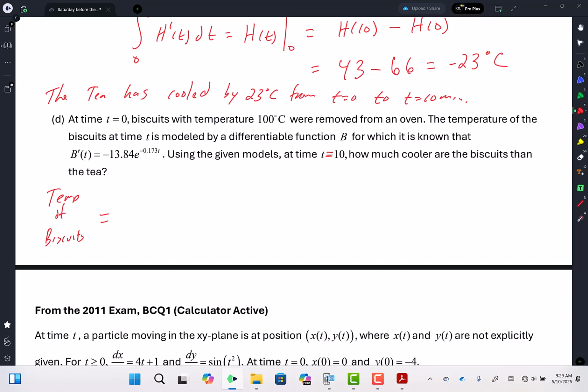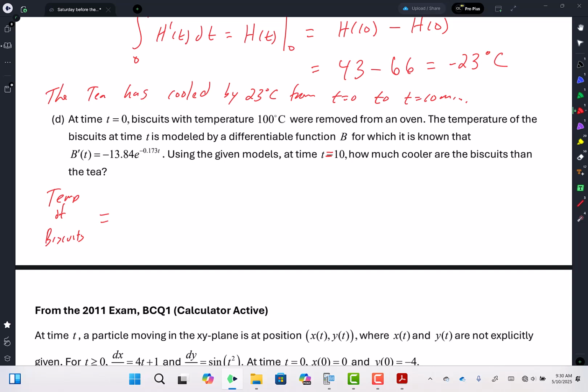So if I want to know what the temperature is at 10 minutes for the biscuits, I take my initial temperature and I'm going to add how much my temperature has changed. I guess it's cooling off, so I guess you can subtract, but just make sure when you integrate. How do I find out how much the biscuits' temperature has changed? You have to integrate this guy. Because the integral of b prime of t will tell you how much the temperature has changed. Kind of similar to what we did here. See, the integral of h prime of t will tell you how much the temperature has changed.